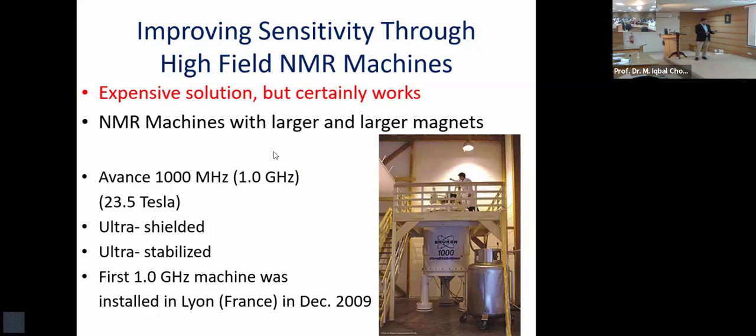this is a machine. So this person is not doing anything except putting the sample on it. The sample goes here. The probe is here, right here. The probe is inserted from the bottom. And this is a 23 Tesla machine. And now 1.2 gigahertz, which is about a 25.8 Tesla machine.